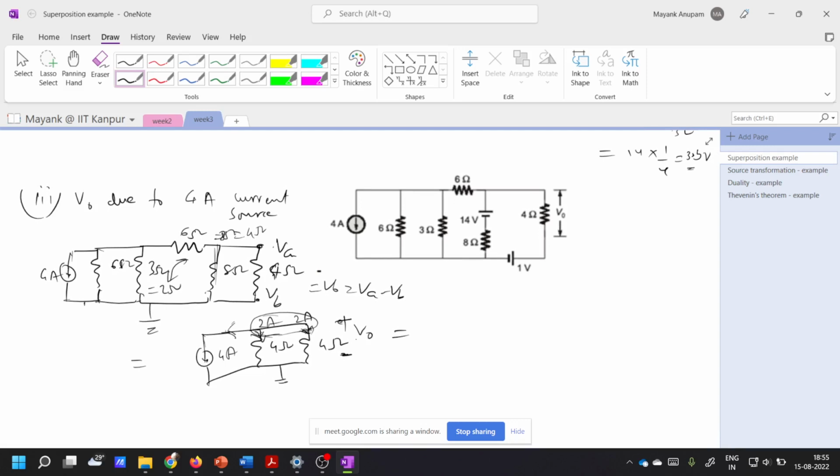If it is 2 amperes in both the branches, what is the voltage here? 2 amperes is flowing through a 4 ohm resistor, so how much voltage should be there across this resistor? 8 volts. Correct. Very good. And what will be the sign of this 8 volt, plus or minus? Did I show this? Reverse, minus. So plus is plus.